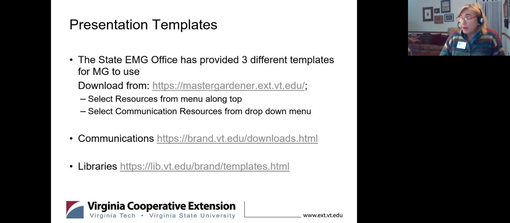The State Master Gardener Office has created some assistance for you. One of those things is some templates that you can use. You can download those templates from the State Master Gardener Office, and maybe some of you have already seen these. There are also templates available through the Virginia Tech Communications Department, and the link is right there, as well as through the library system. These are all free, easy to access templates that you can use in any presentation. There are also backgrounds that you can access and download.